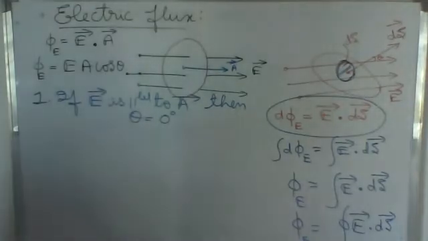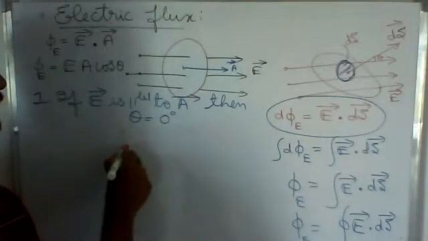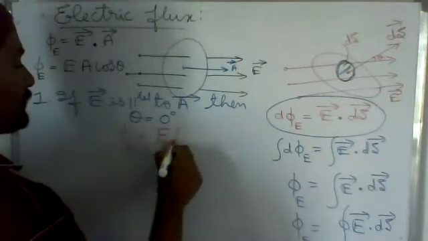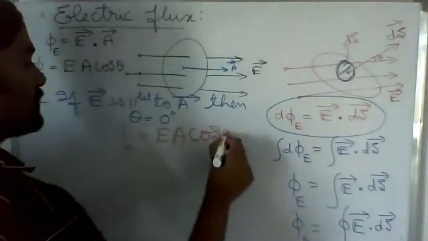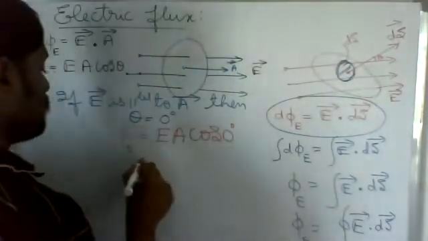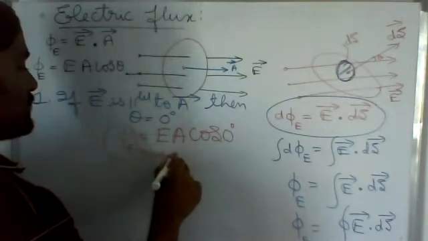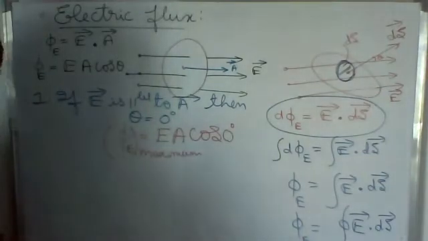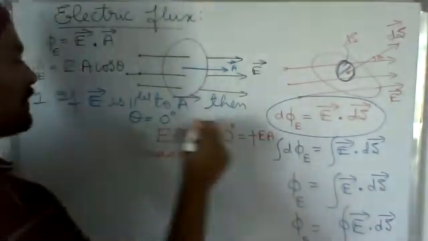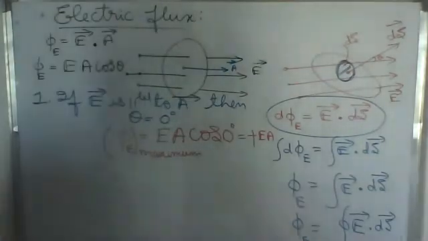So in this case, electric flux linked with the surface is maximum. That is phi E is equal to E A cos 0. Cos 0 is 1. So electric flux linked with the surface is maximum in this case. That is equal to plus EA, because cos 0 is 1. Okay, so this is the first very important special case.